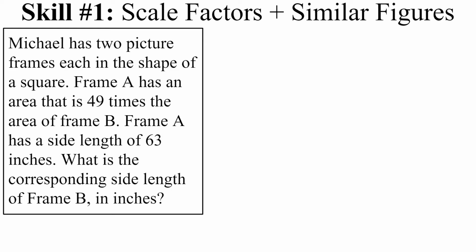Okay, now this one doesn't tell me it's similar, but you'll notice it tells me that the picture frames are each in the shape of a square. And remember earlier we talked about squares are always similar. So they're similar. Even though they didn't tell us, they kind of told us indirectly.